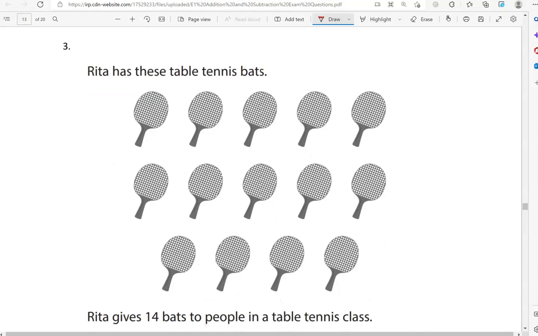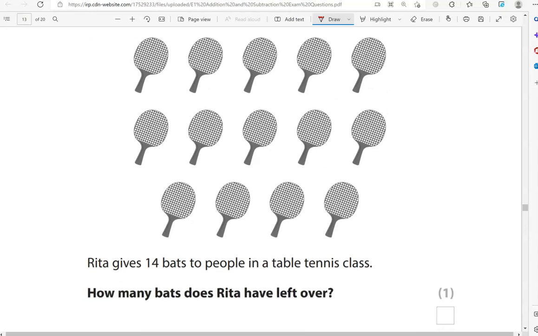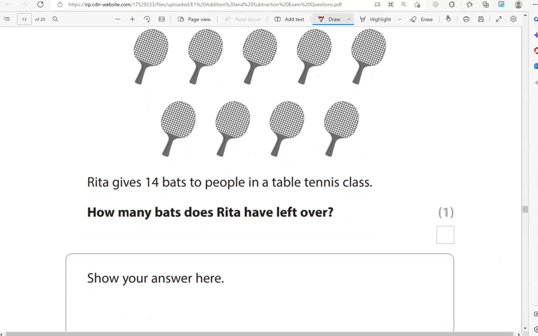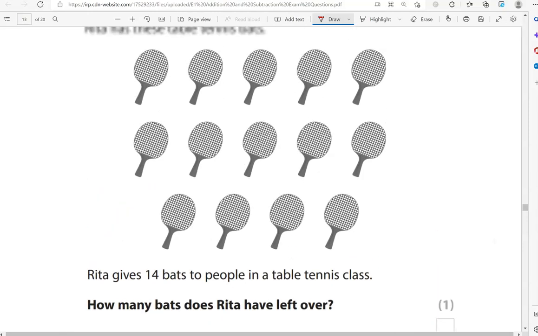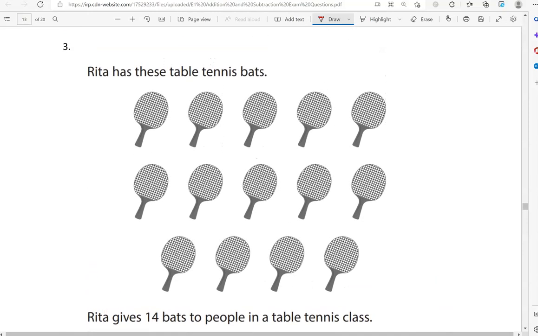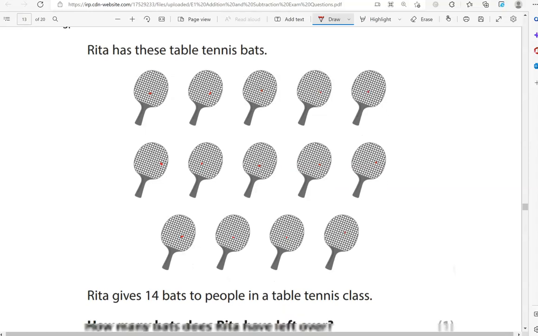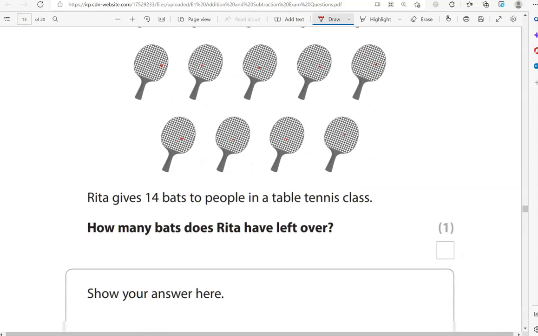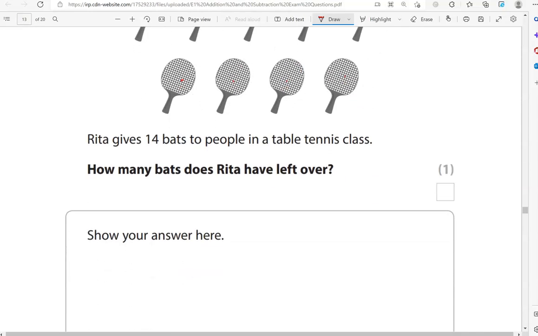Rita has these table tennis bats. Rita gives 14 bats to people in a table tennis class. How many bats does Rita have left over? So she's got 1, 2, 3, 4, 5, 6, 7, 8, 9, 10, 11, 12, 13, 14. So she's got 14 and she gives 14 to people. So she has 0 left over.